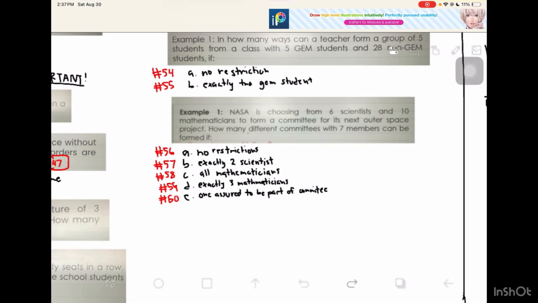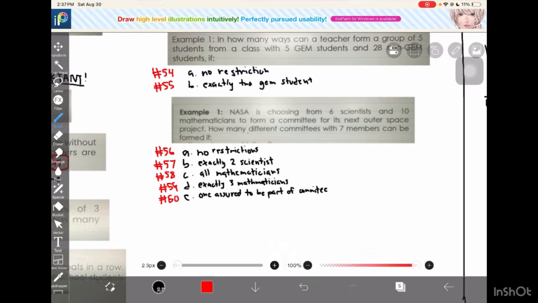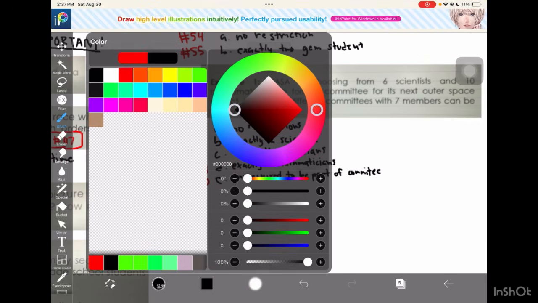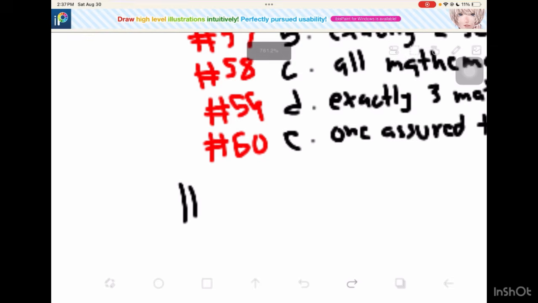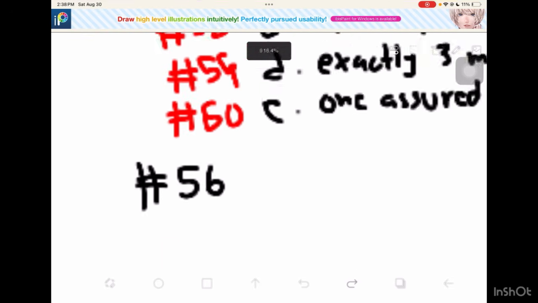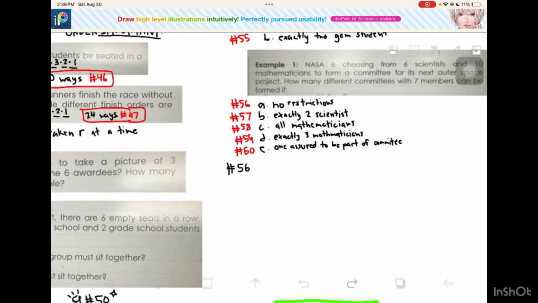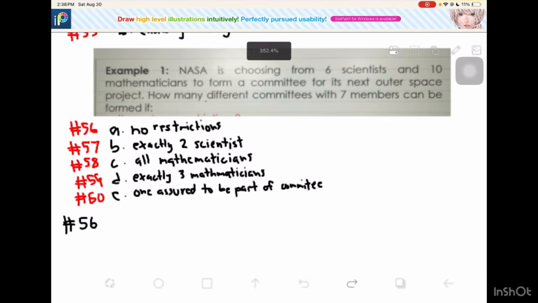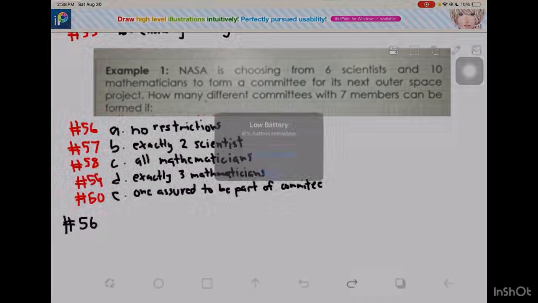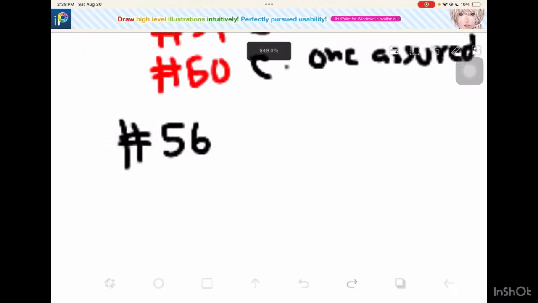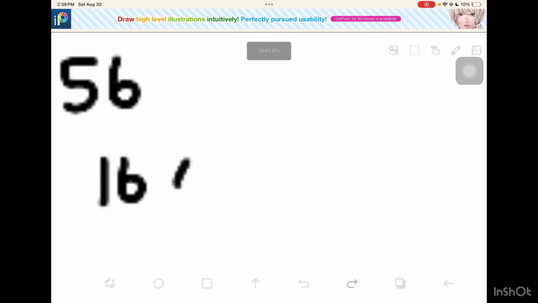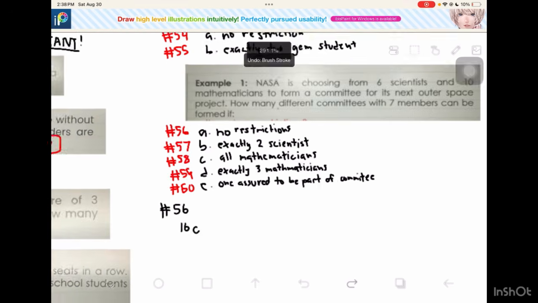Number 56. NASA is choosing from 6 scientists and 10 mathematicians to form a committee for its next outer space project. How many different committees with 7 members can be formed if there are no restrictions? Number 56 is simply choosing from these 6 scientists and 10 mathematicians. So we have 16, and then C. And then how many do we need?